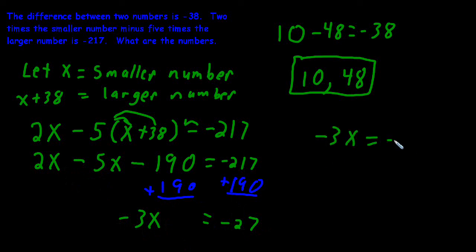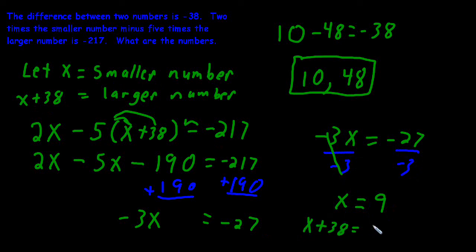I'll divide both sides by negative 3, and I'll have the smaller number. The x's would divide, leaving one x. X is 9. So the smaller number is 9, and the larger number, you see, is 38 more than that. So x plus 38, or 9 plus 38, is 47. So the two numbers we're looking for are 9 and 47.